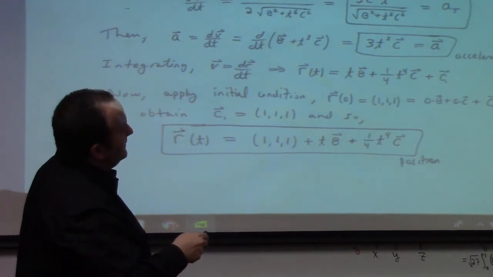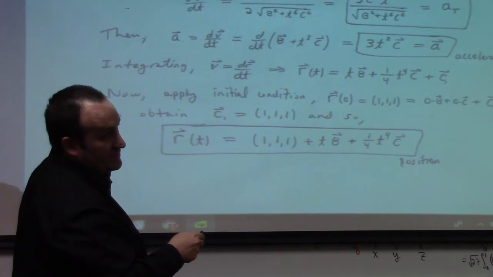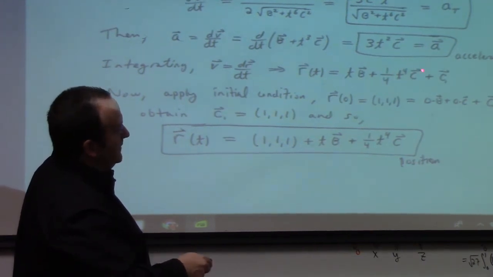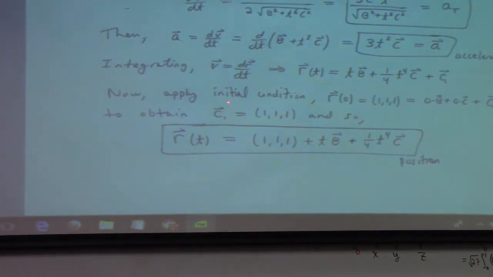When I integrate the t cubed times the constant vector c, I just integrate the t cubed and the c rides along. I get 1/4 t to the 4th c. And then plus c1, which is the integration constant vector. But I know that the initial condition is that r of 0 is 1, 1, 1, which has to match this, right? Which then shows me that the c1 is actually 1, 1, 1, and there's the position.